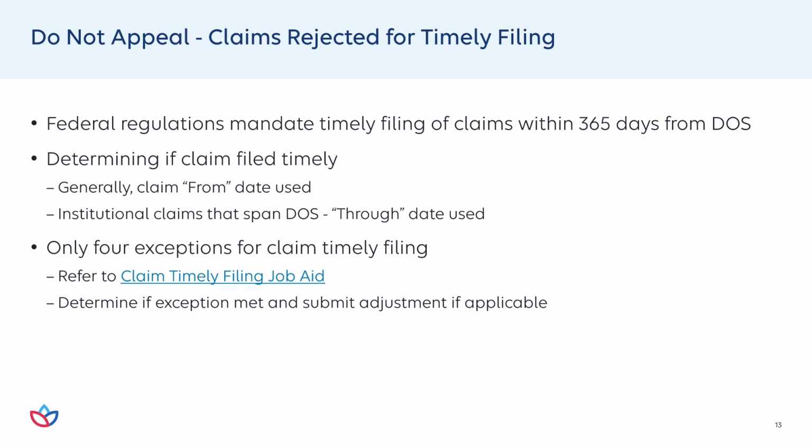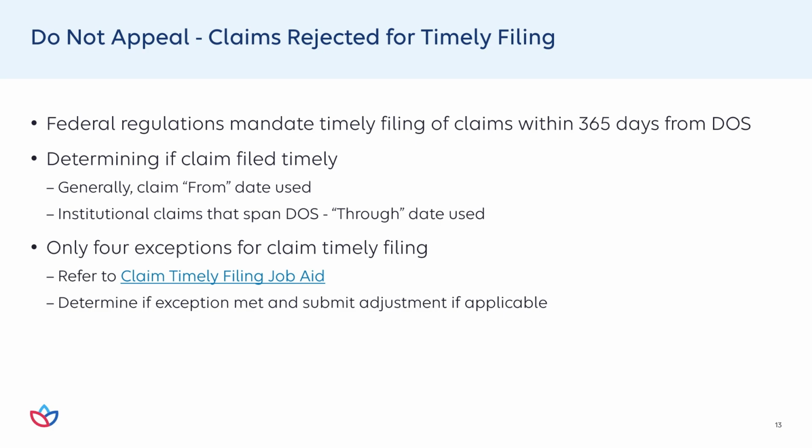There are only 4 exceptions to claim timely filing. I do have a link on this slide out to the claim timely filing job aid, and that gives you more details about timely filing of your claims. You would need to review those to determine if an exception is met, and you would submit an adjustment with that detailed information why you're past timely filing.